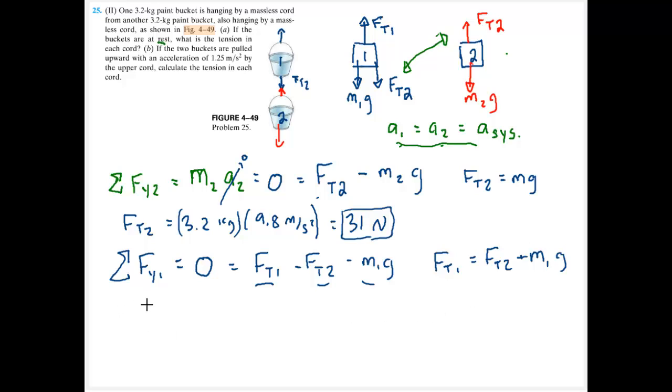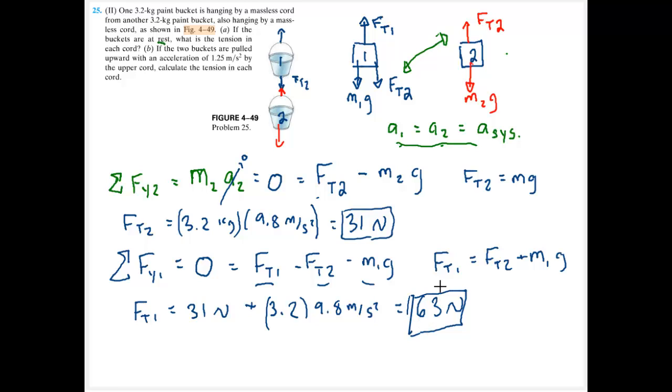I know what force of tension number 2 is, I know what the mass is, so force of tension number 1 is going to be equal to 31 newtons plus the mass, which is going to be 3.2 kilograms, and the gravity is going to be 9.8 meters per second squared. So our force of tension number 1 is going to be 63 newtons.